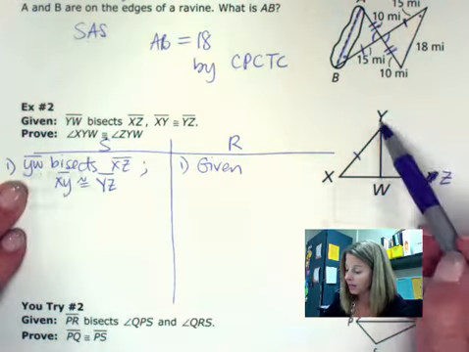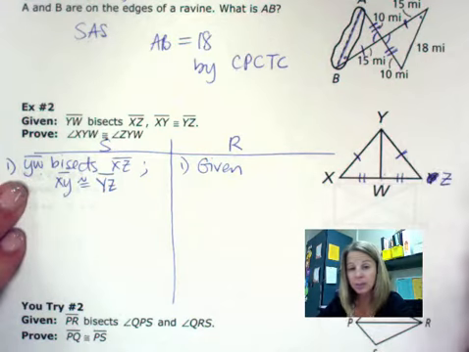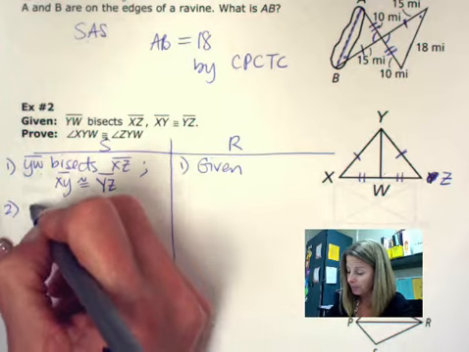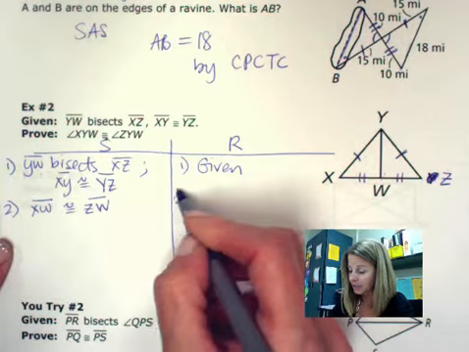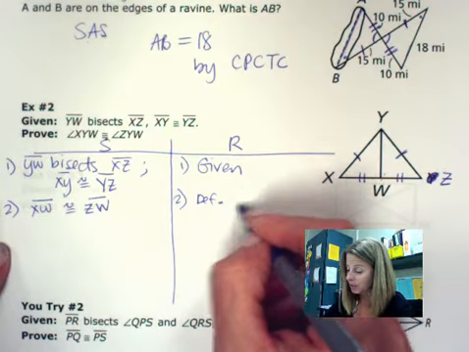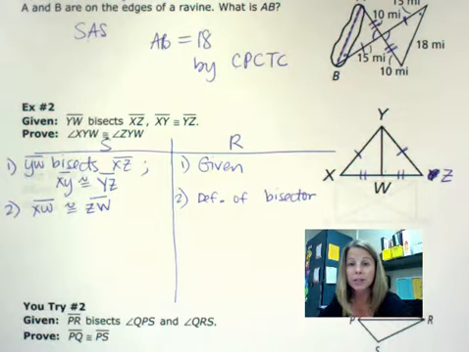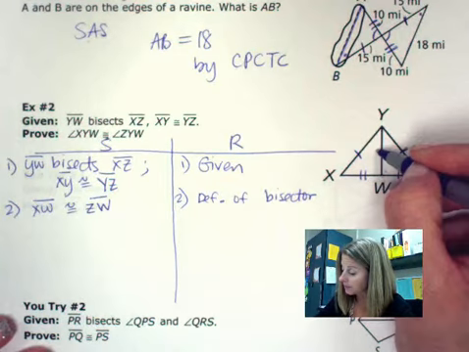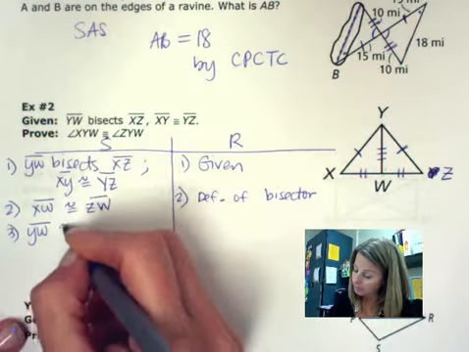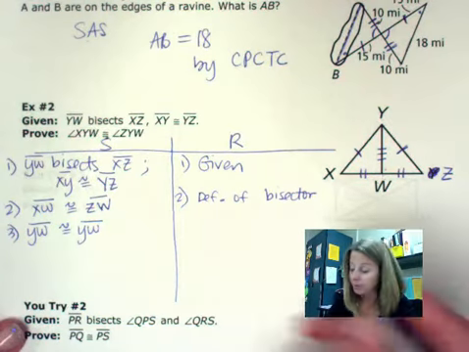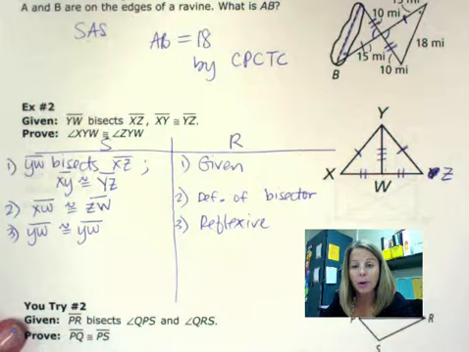Now let's look at our given. YW is bisecting XZ, so XZ is being chopped in half. So I can mark XW equal to WZ. I'm going to write that as line 2. Segment XW is congruent to segment ZW, and my reason is definition of bisector. I also look back at my picture. I'm still trying to show the triangles are congruent. That's still my goal. So I have reflexive here. Let's mark it. Now I can say that YW is congruent to YW, and that is my reflexive.